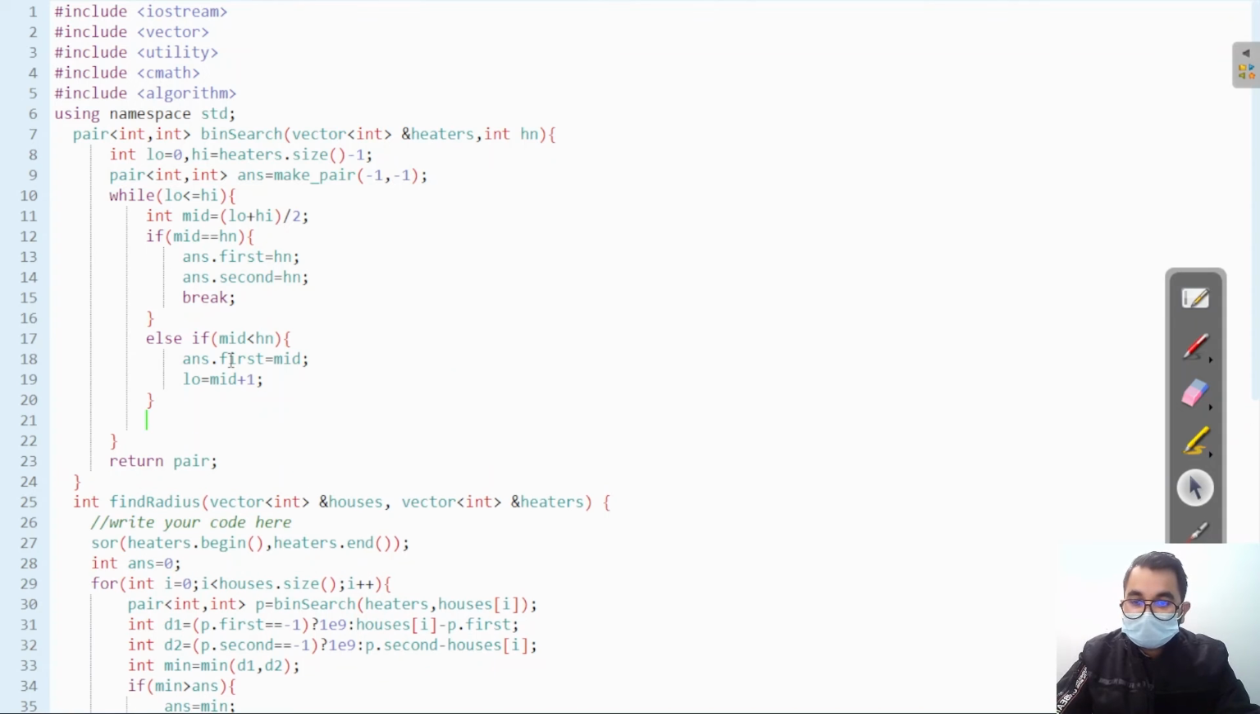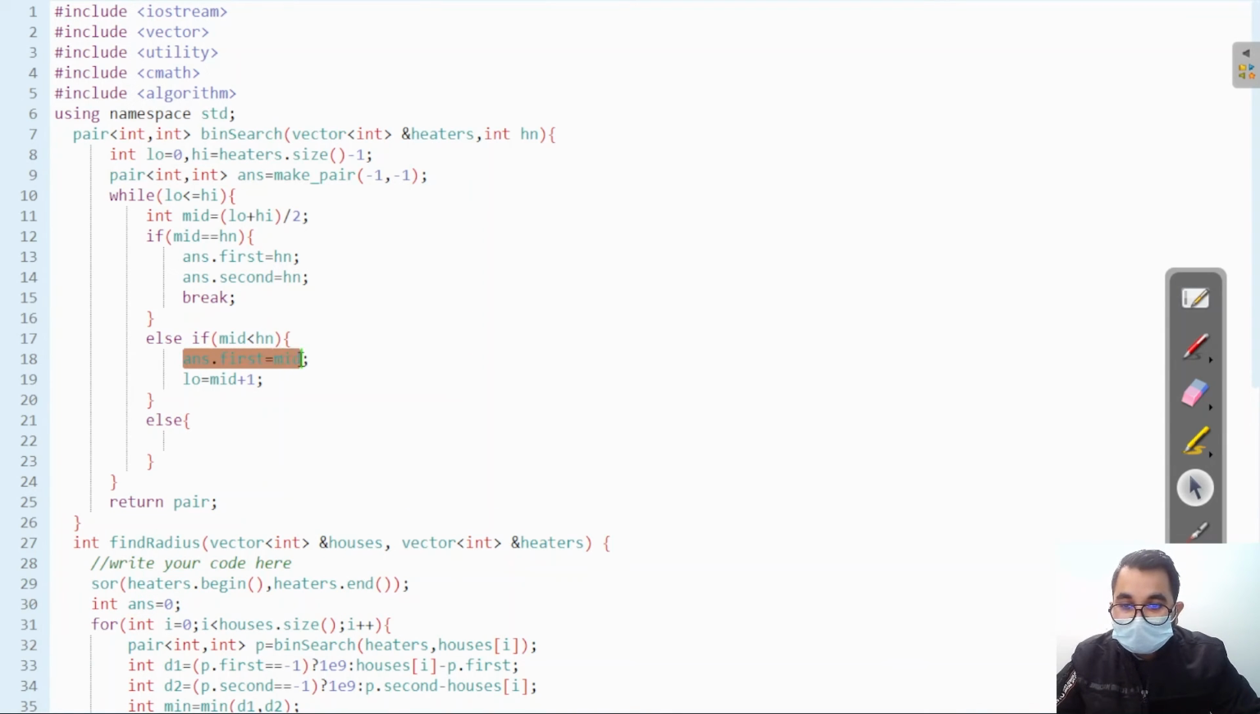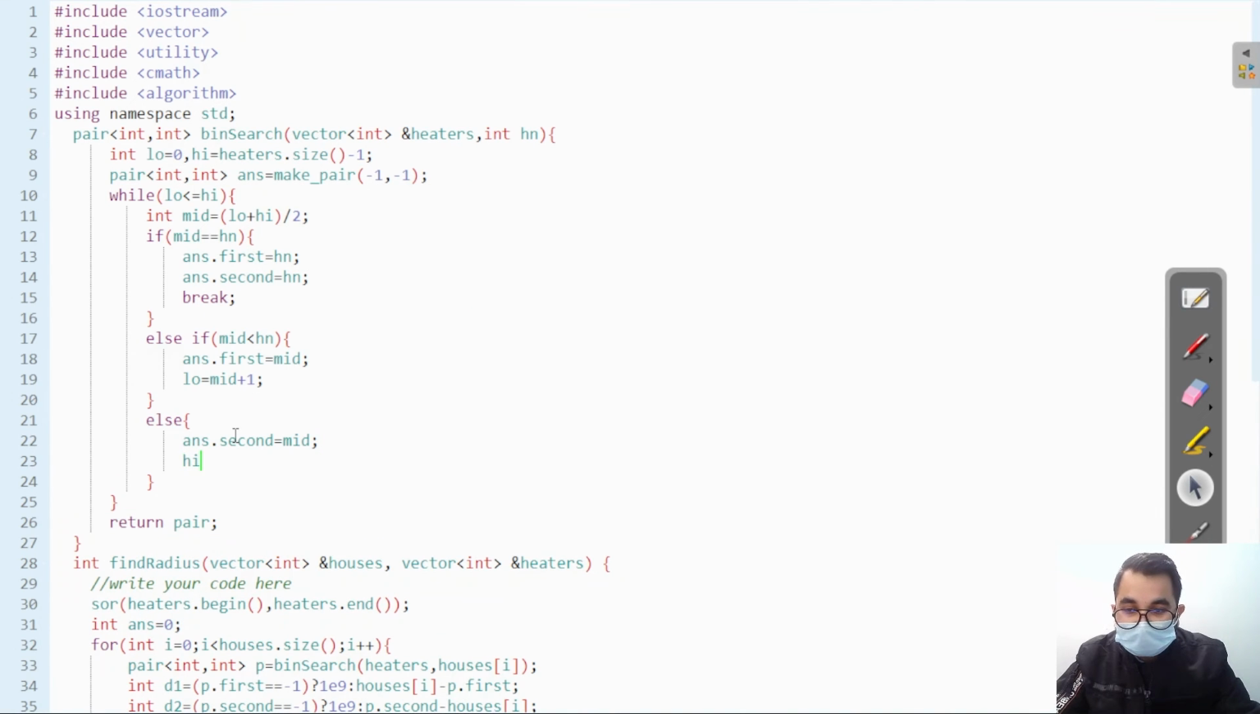Okay, and the same case here, if I find a heater on the right side, I will do the same thing. Instead of first, I will write second. This is representing the C value. Now I have found a heater on the right side. I will try to check if there is also a heater which is much nearer on the right side. So for that, mid minus 1, and that's it. So this is the code for the binary search.